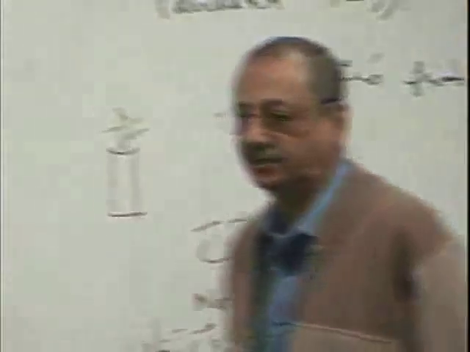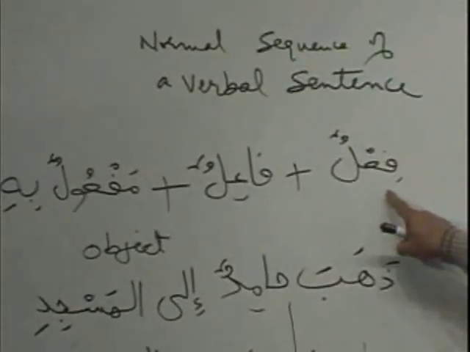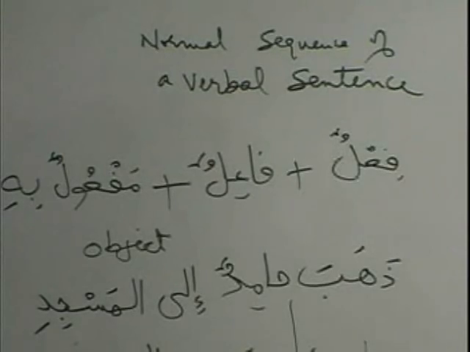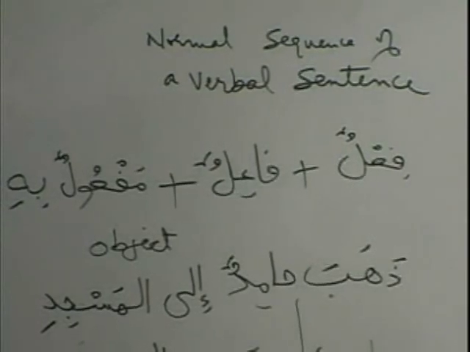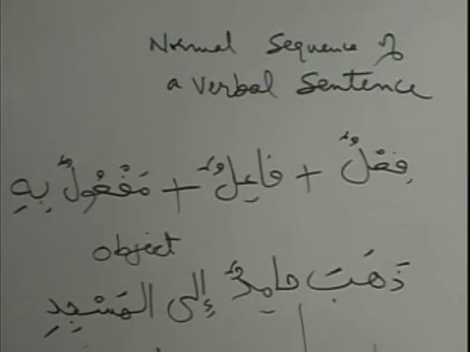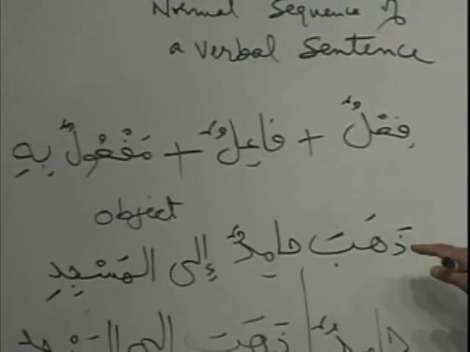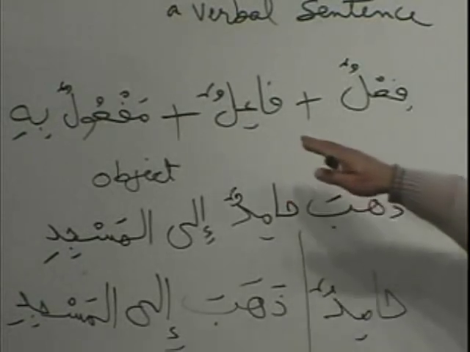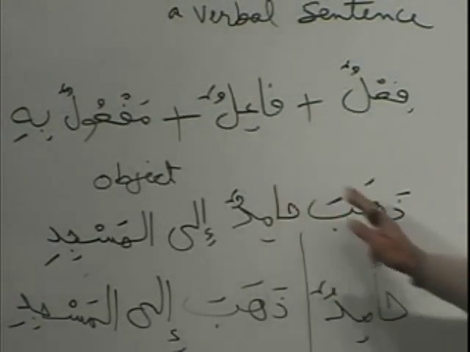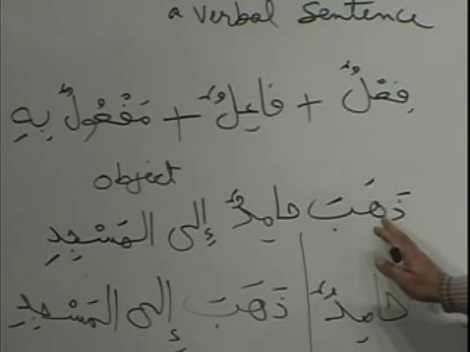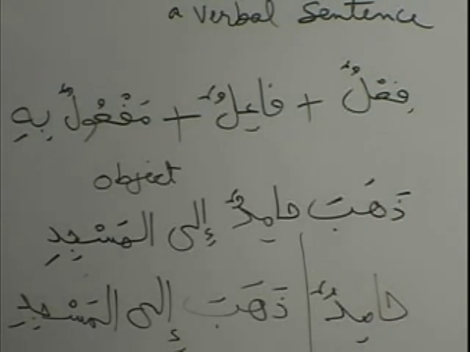So here we come back, brother. Zahaba hamidun ilal masjidi. And remember the sequence of verbal sentences. Fi'l, remember that. And then fa'il. And then there could be a maf'ul bihi. Are you with me? But it will always be in that sequence. So fa'il has to come after fi'l. And if you don't see the fa'il, then what is the possibility? It is mustatir. Especially if the verb is huwa and hiya.